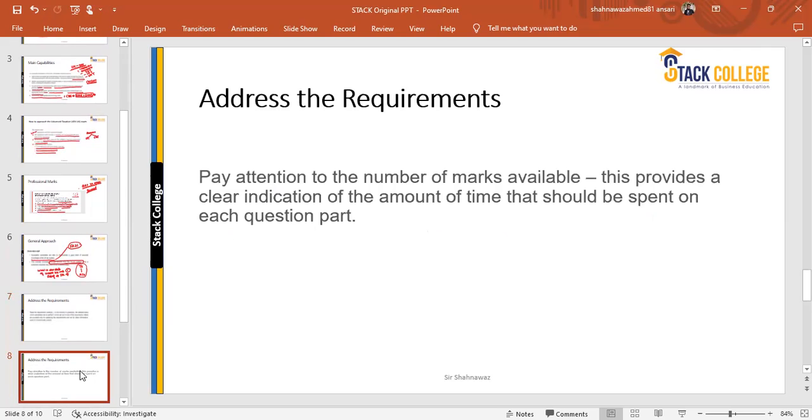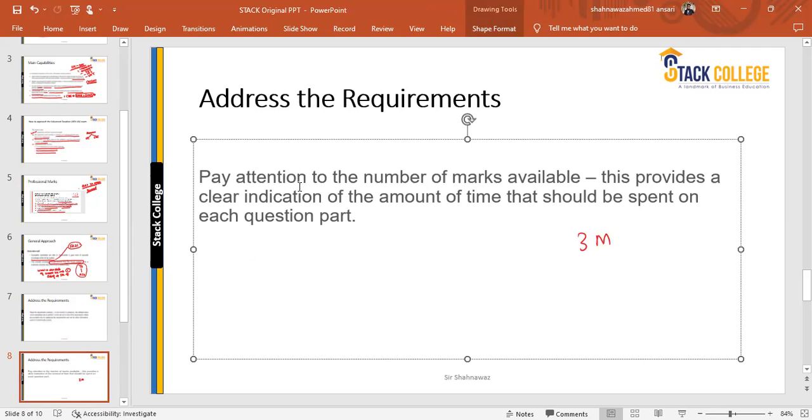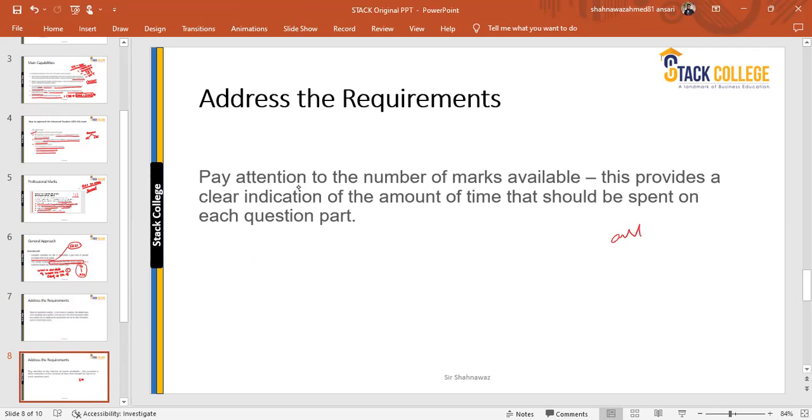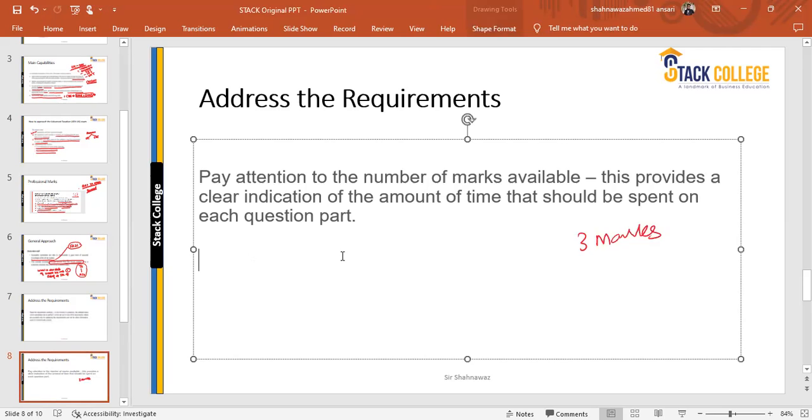Similarly, always look towards the marks available. For example, if a part question has only 3 marks, it means you don't need to write much. And if a question comprises 10 to 12 marks, then lots of information is needed. So you look at the requirement of the question and the marks available, and accordingly, you write.